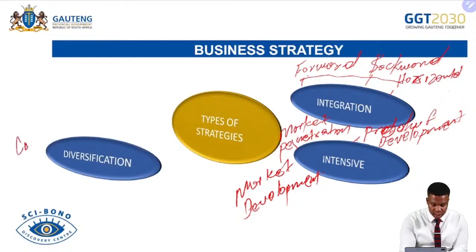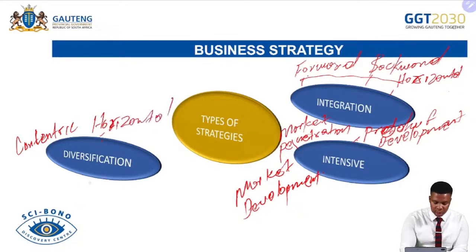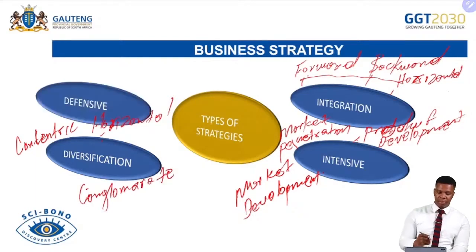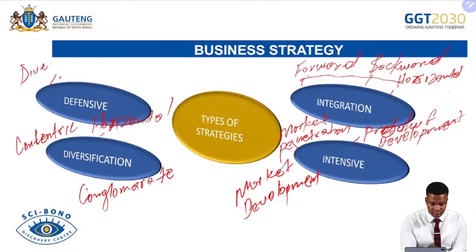Diversification, we have concentric. We also have under your diversification, your horizontal. And the last part becomes your conglomerate. Then we also have the defensive. With the defensive, we look into divestiture. Then we have retrenchment. And we also have liquidation.